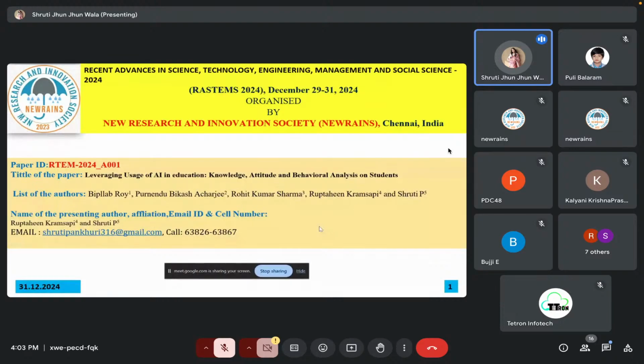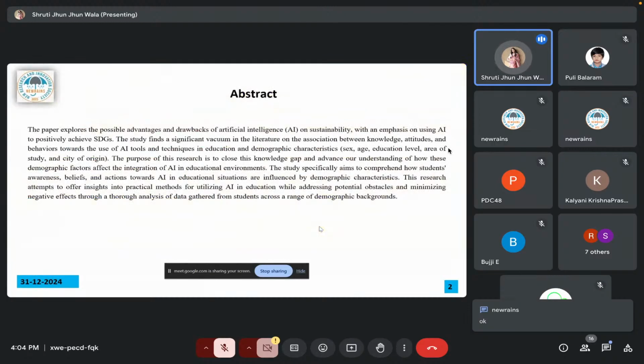So good evening. My name is Shruti, and I'm from Christ University's Pune campus. Our topic for today is leveraging usage of AI in education: knowledge, attitude, behavioral analysis on students. Our abstract number is 001. Today, my co-author Ruptahin and I will be presenting together. Starting with the abstract, this paper explores the possible advantages and drawbacks of AI on sustainability, with an emphasis on using AI to positively achieve SDGs.